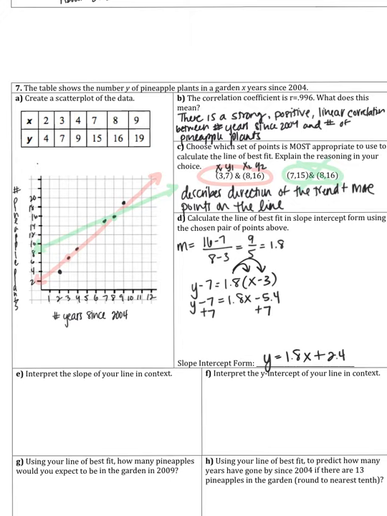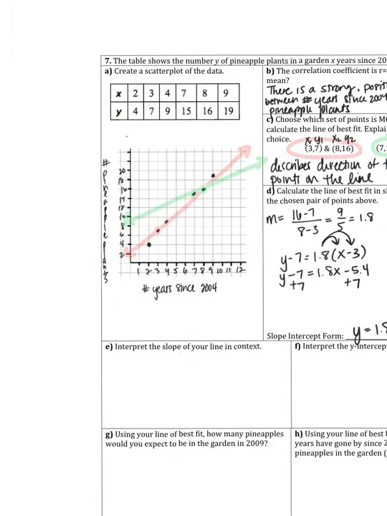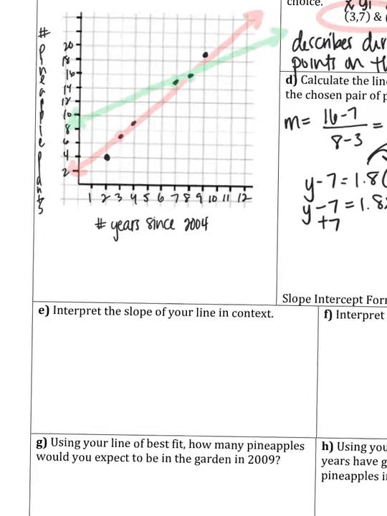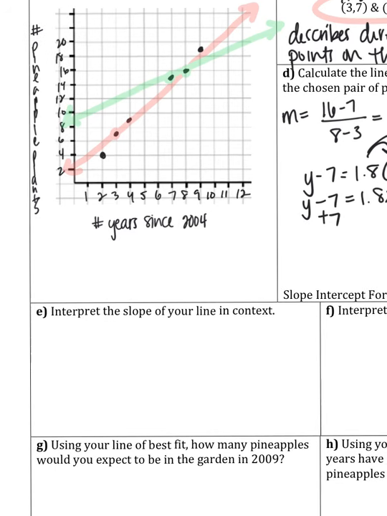Okie dokie. So it says, interpret the slope in context. The slope of our line is 1.8 over 1. Remember, this is your change in y over your change in x. So what we're saying is for every 1 increase in x, what happens to y?